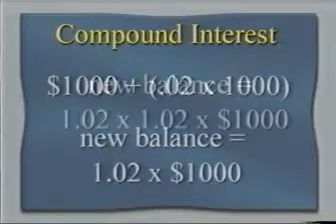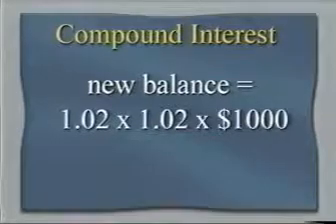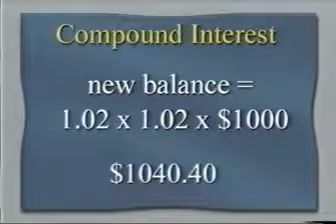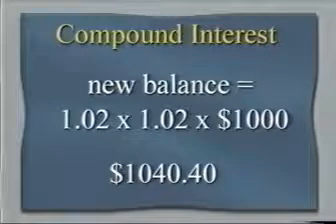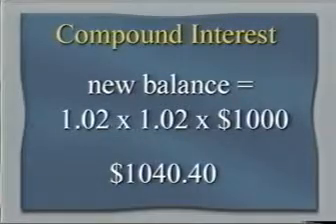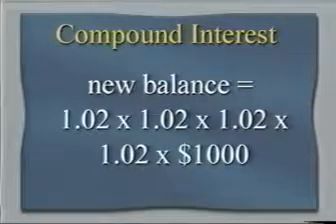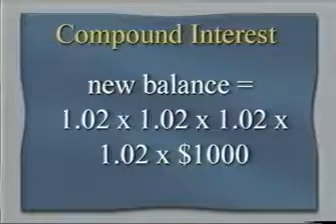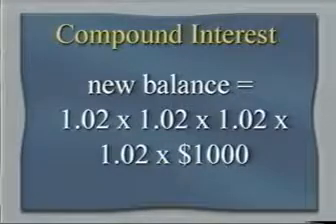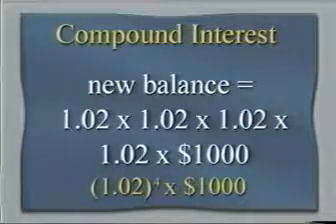After 6 months, that is at the end of 2 quarters, the balance will be 1.02 times 1.02 times $1,000. This will be $1,040.40. Notice the interest received in the second quarter, $20.40, was more than the interest received in the first quarter, $20. After 1 year, the balance will be 1.02 times 1.02 times 1.02 times 1.02 times $1,000. That is more easily written as 1.02 to the fourth times $1,000.